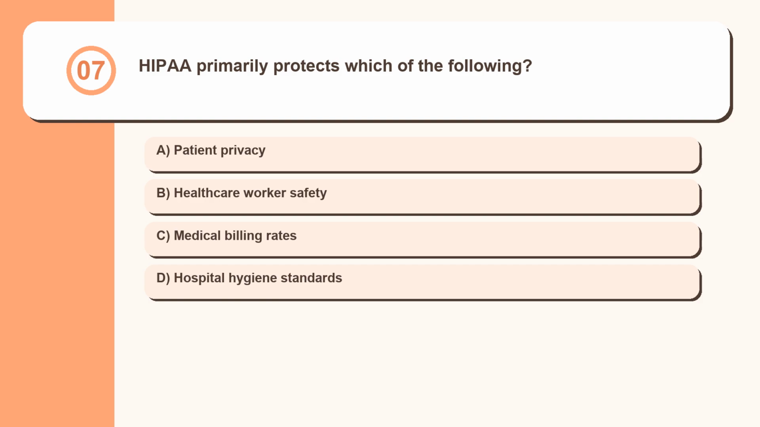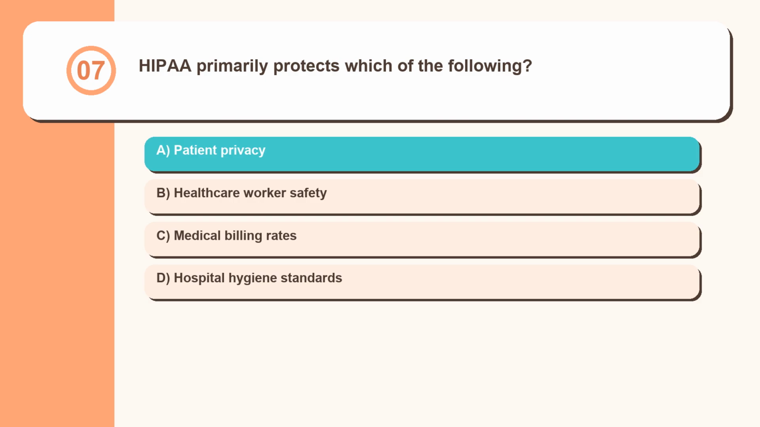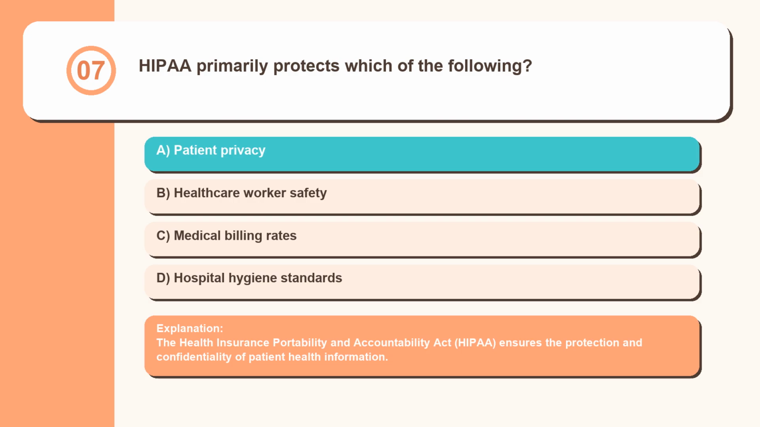Question 7. HIPAA primarily protects which of the following? Patient privacy, healthcare worker safety, medical billing rates, hospital hygiene standards. The Health Insurance Portability and Accountability Act, HIPAA, ensures the protection and confidentiality of patient health information.